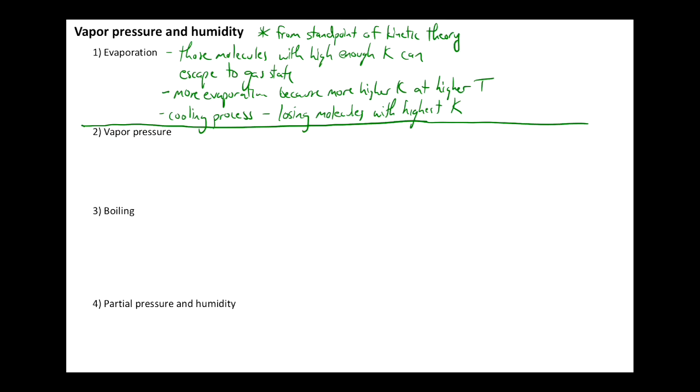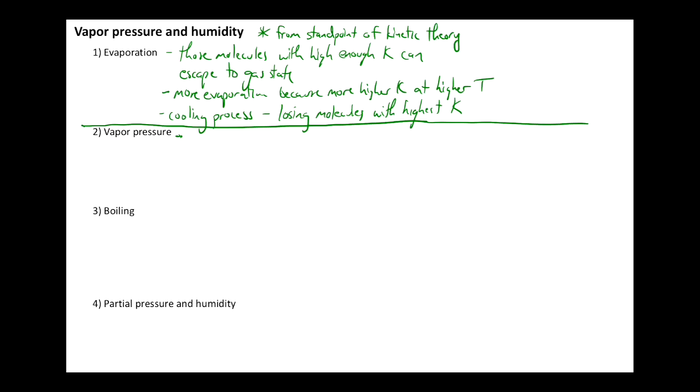As more and more evaporate, there's more and more that could re-enter the liquid. At some point, that's going to reach an equilibrium between the number that are leaving and the number that are re-entering, and you end up with a steady state situation with the gas that's near the surface of the liquid. This pressure, the pressure of the vapor or the gas near the liquid, when saturation or an equilibrium is reached, is known as the vapor pressure.